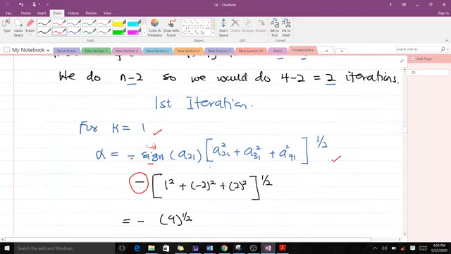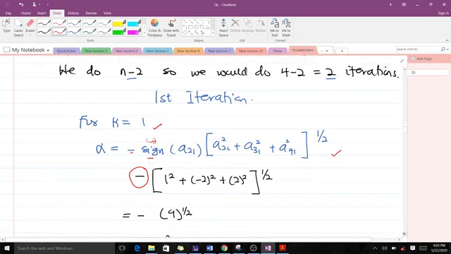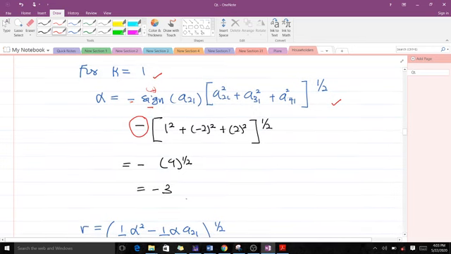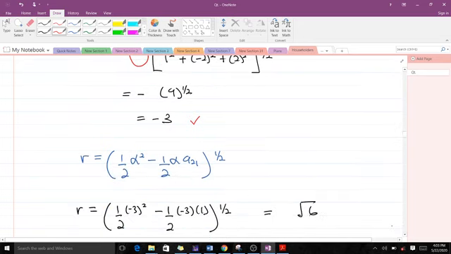So 1 squared plus minus 2 squared plus 2 squared, all raised to the power half. And when you do this computation, you're going to get negative 3. So that means that in the first iteration, our alpha is negative 3. Then to get our r, it is 1 over 2 alpha squared minus 1 over 2 alpha A21. Note that from the matrix, our A21 is 1. We've already found that. So inserting that into the formula for r, we are going to get r equal to root 6 when you make the computation.